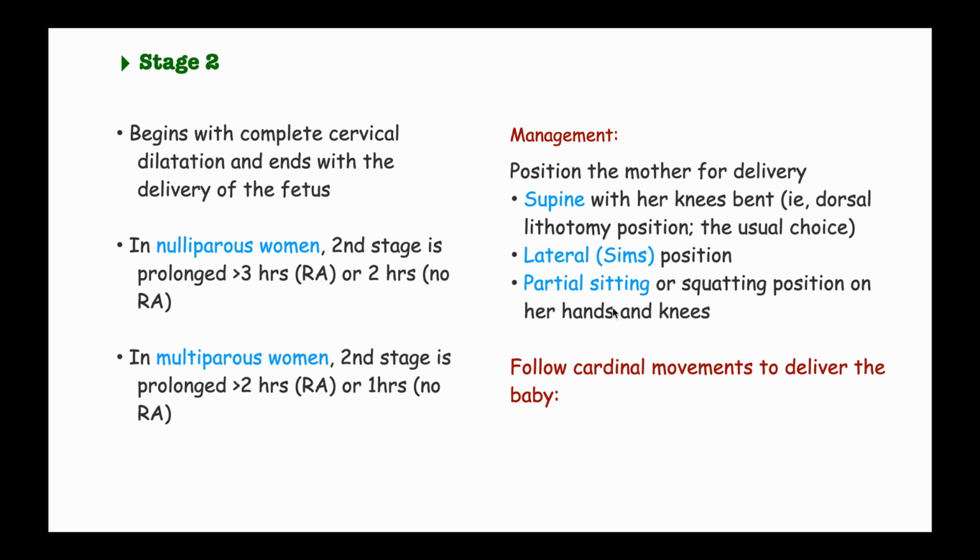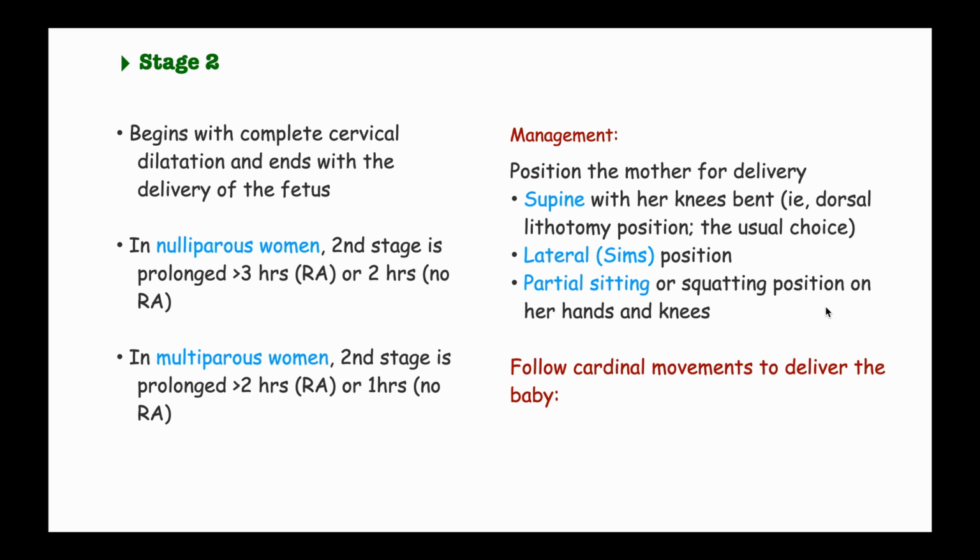So how do we manage the second stage of labor? Ideally, we need to help the woman assume a comfortable position. Amongst them, we may have the supine position, where we have the woman lying on her back and assuming the lithotomy position, which is usually the position of choice. But we may also have what we call the Sims position, then partial sitting or squatting position, and the position in which the woman is on her hands as well as on her knees. So these are various positions that we can assist the woman to assume. Any one which is comfortable for the woman is okay.